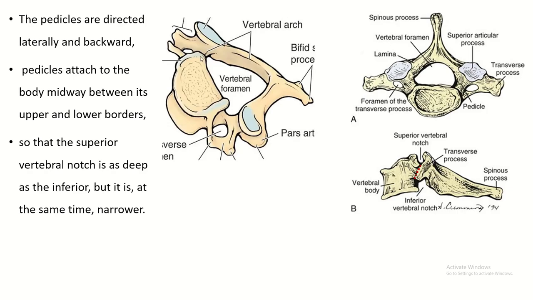This is the pedicle of the cervical vertebra. They are directed laterally and backwards, and the pedicle is attached to the body midway between its upper and lower borders. So the superior vertebral notch and inferior vertebral notch are of the same diameter and narrower.